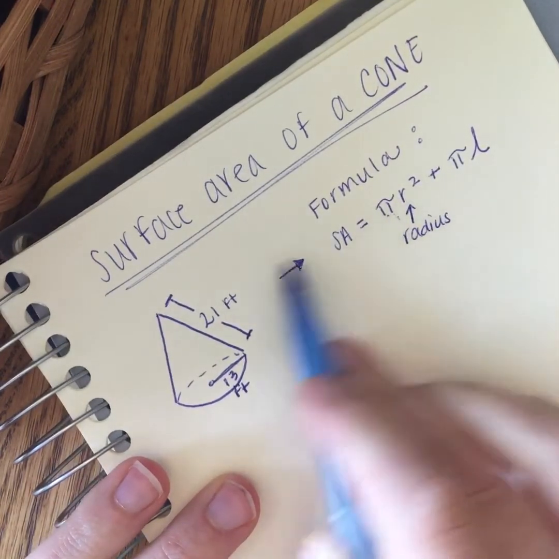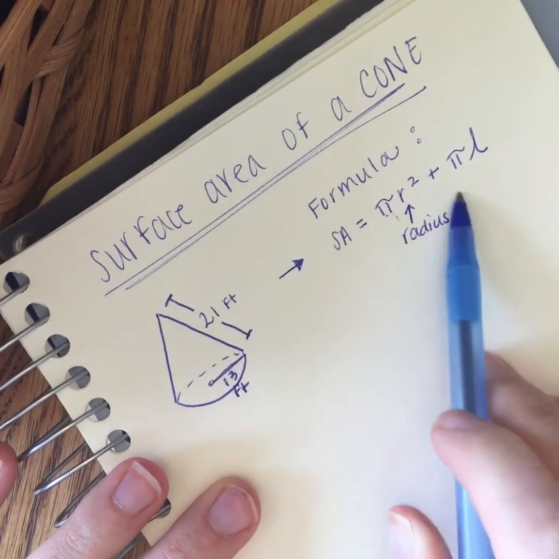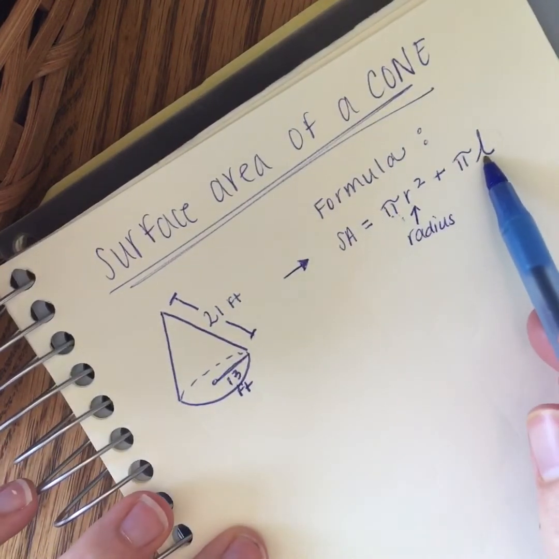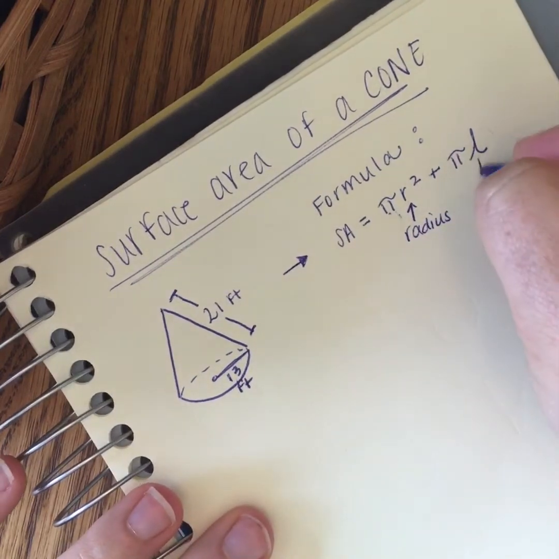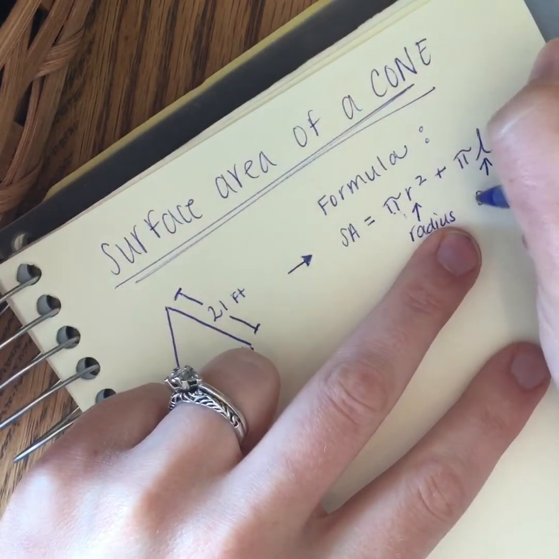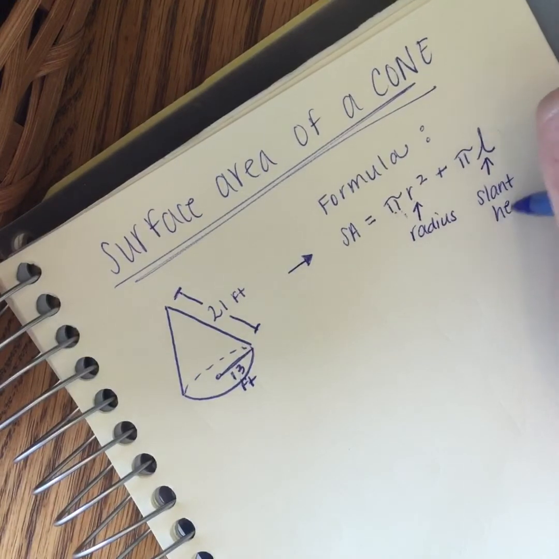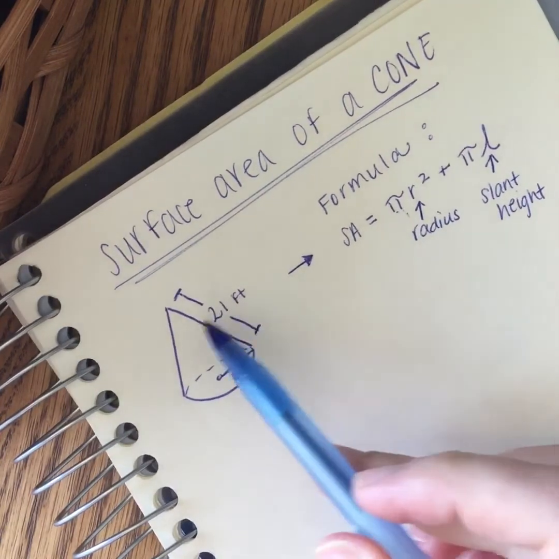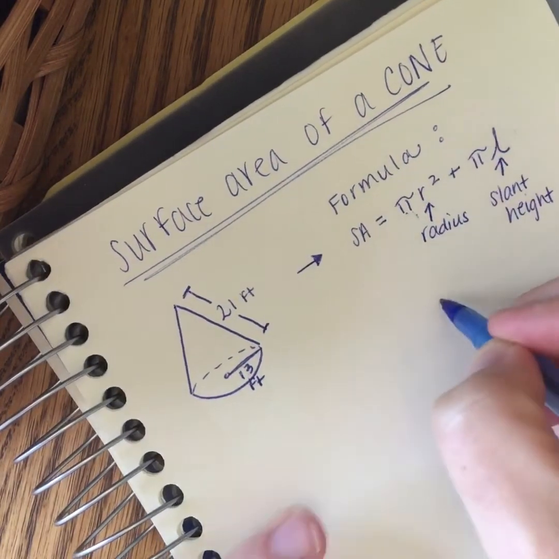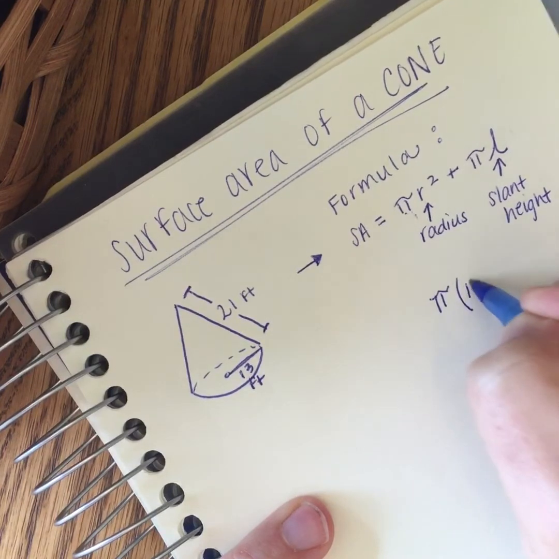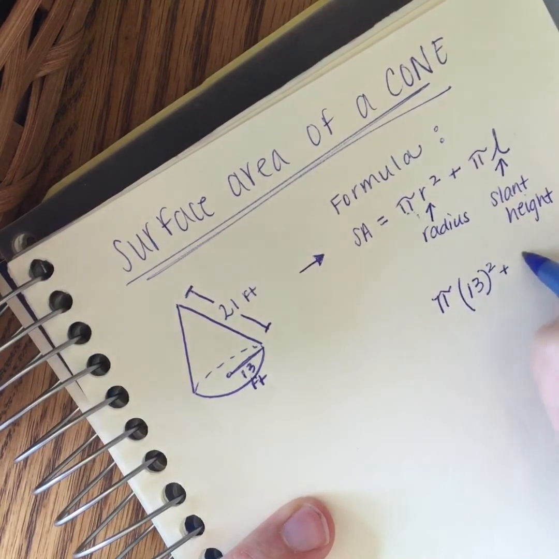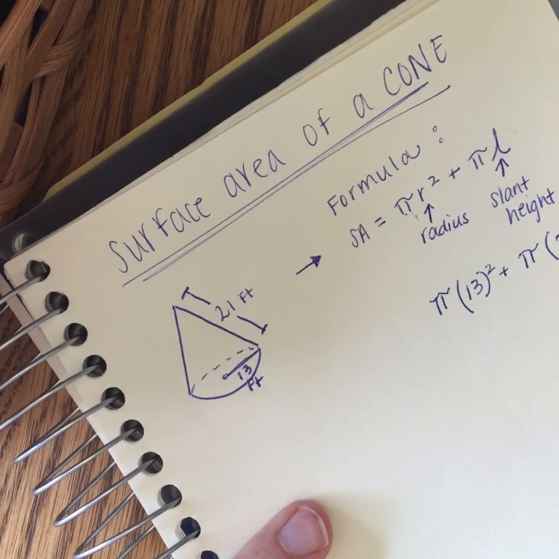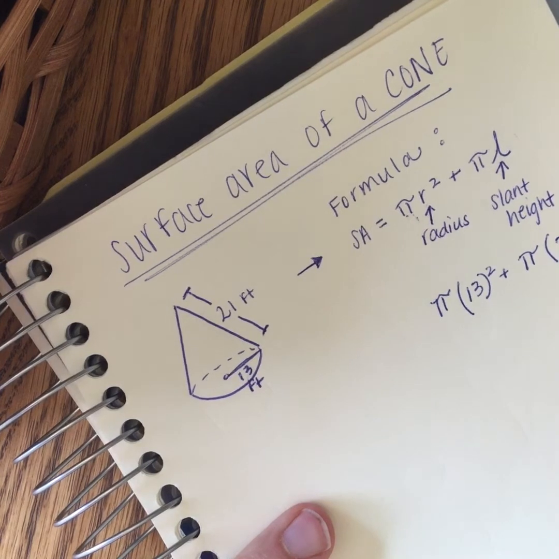So this takes care of that circular base. It's your pi r squared. And then this part over here takes care of that Pac-Man looking shape up top. You probably have never seen this L before. The L is the slant height. So to plug this information into the formula, we would just have pi times 13 squared plus pi times 21. And then you would just plug it into a calculator and approximate it.